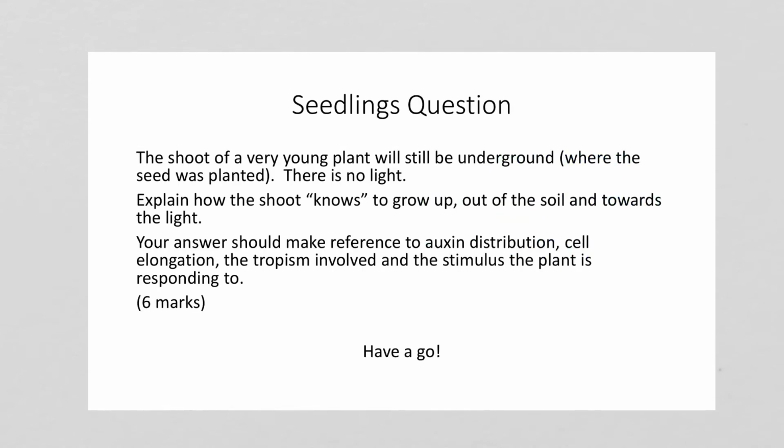Okay, let's try a 6-mark question. The shoot of a very young plant will still be underground where the seed was planted. There is no light there because it's underground. Explain how the shoot knows to grow up out of the soil and towards the light. Your answer should make reference to auxin distribution, cell elongation, the tropism involved, and the stimulus the plant is responding to. So there's 2 tropisms. I'm giving you a hint right here. It's not light, it's not phototropism, so how is a shoot going to respond to the other stimulus?